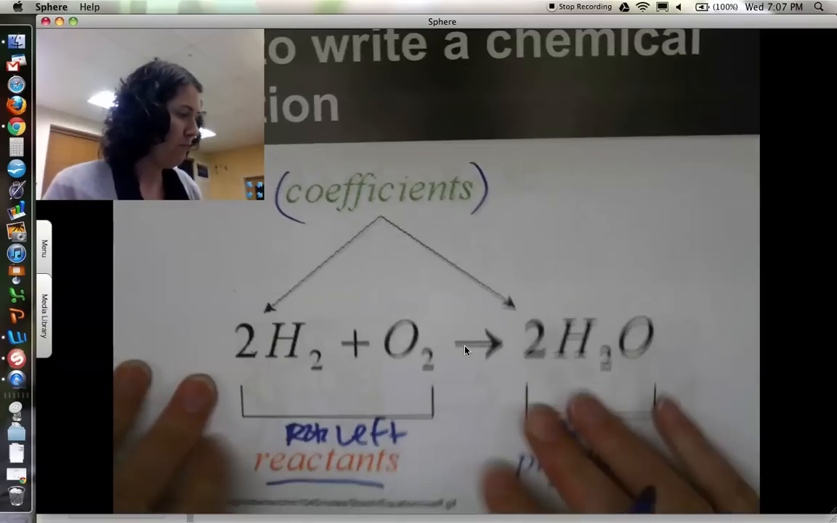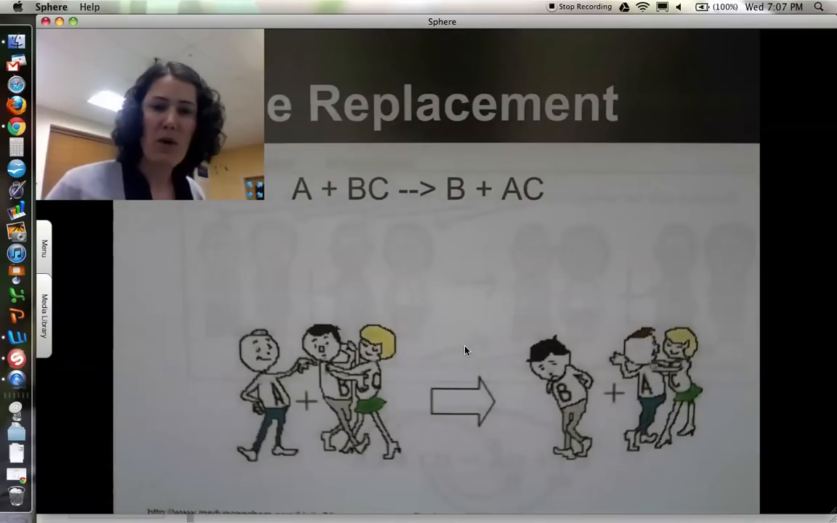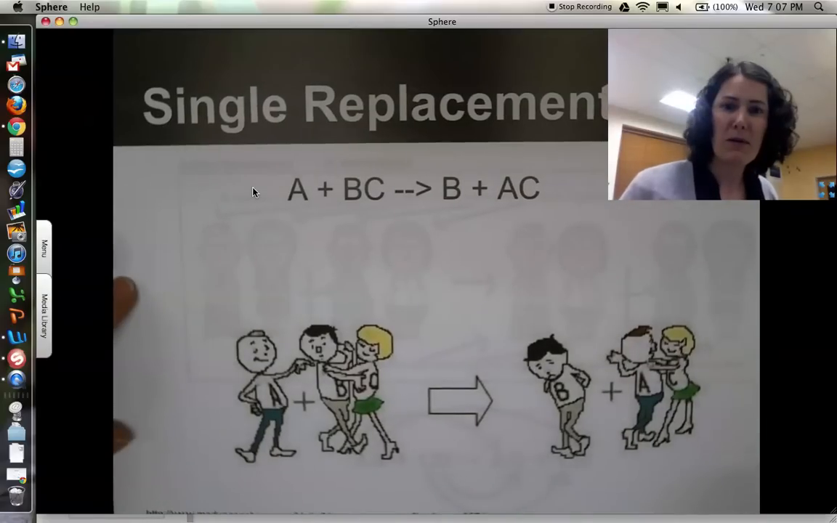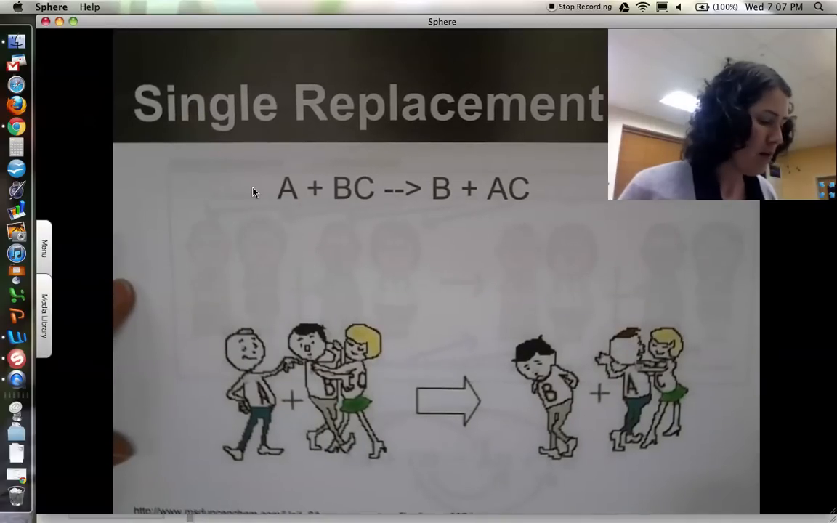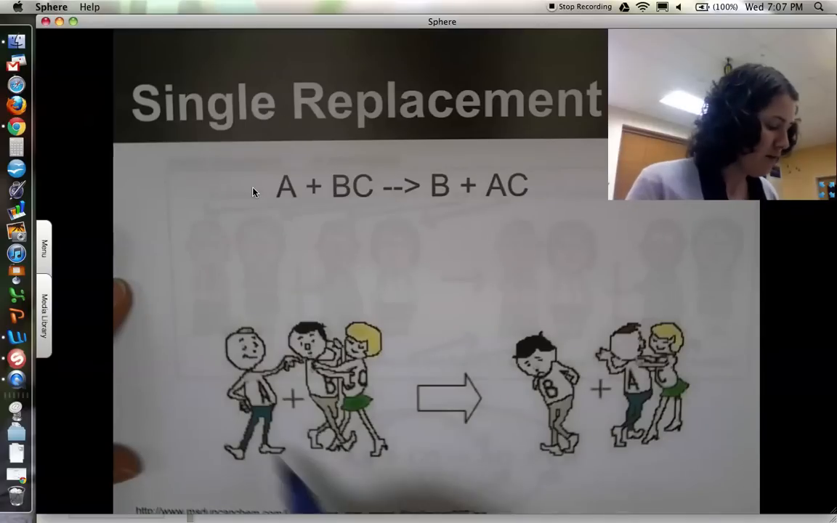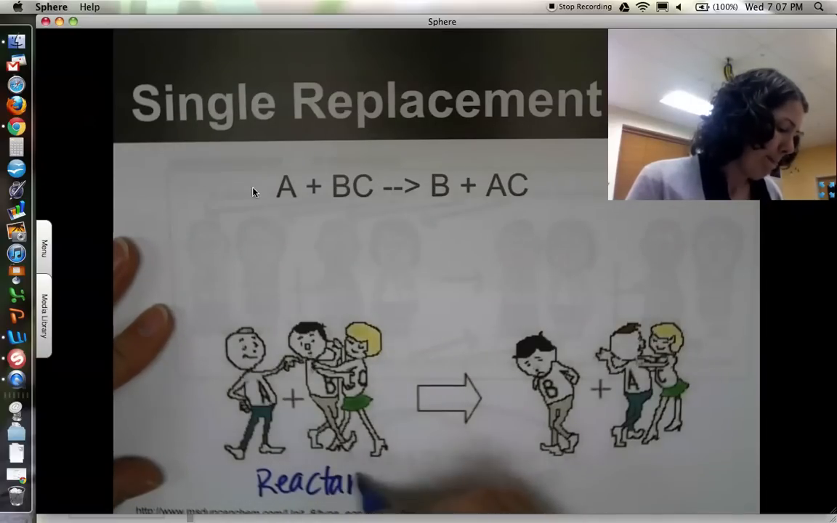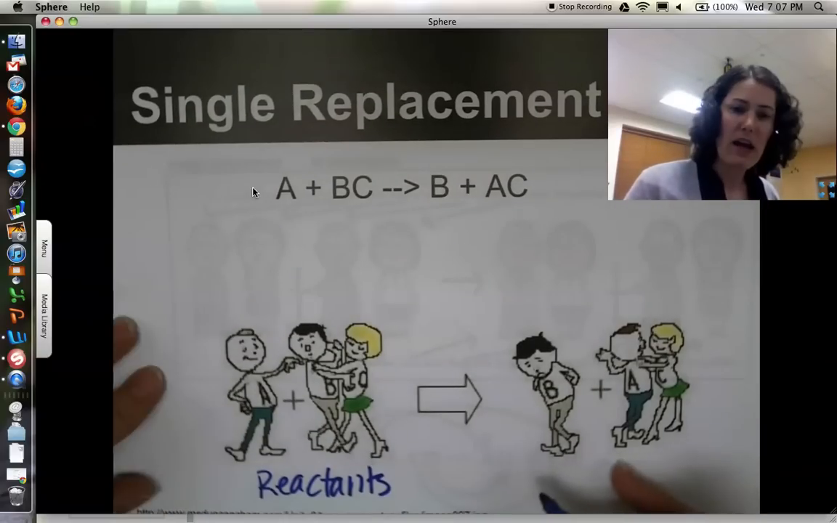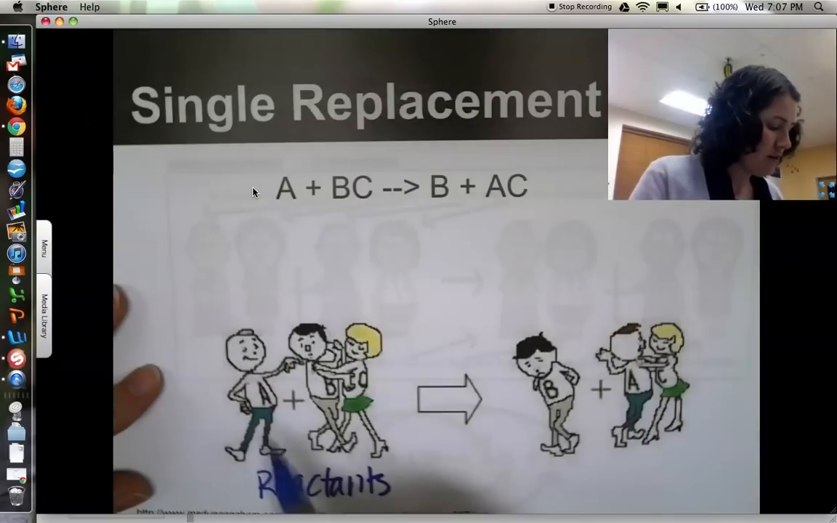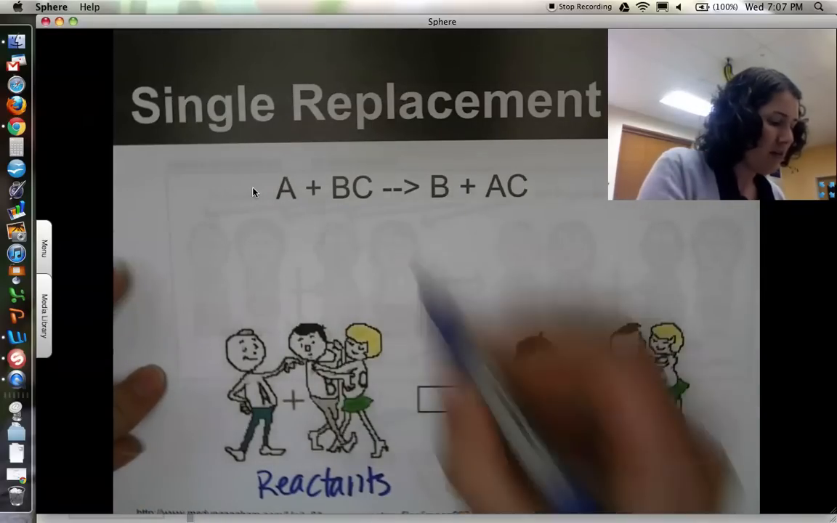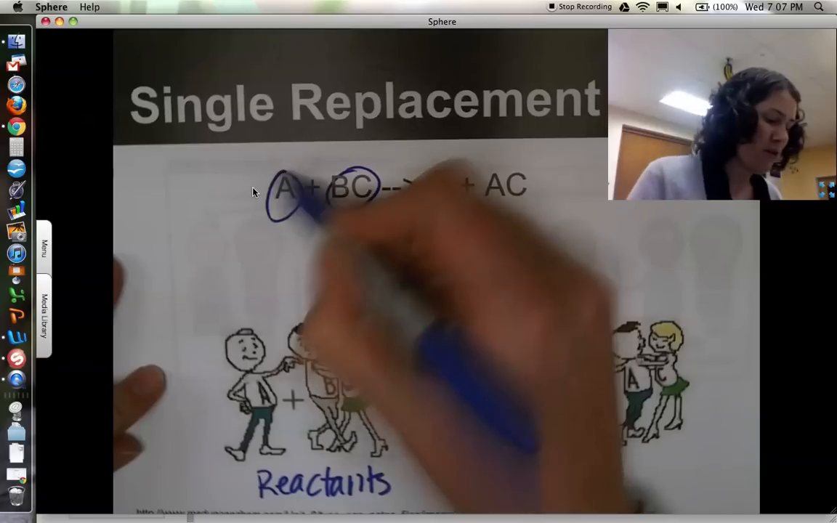Okay, moving on. So one type of reaction is called single replacement. A single replacement reaction looks kind of like this. Well, you might have one on your reactant side. These are still your reactants. You may have a sample A and sample BC. Well, BC might be one substance, A may be another substance.